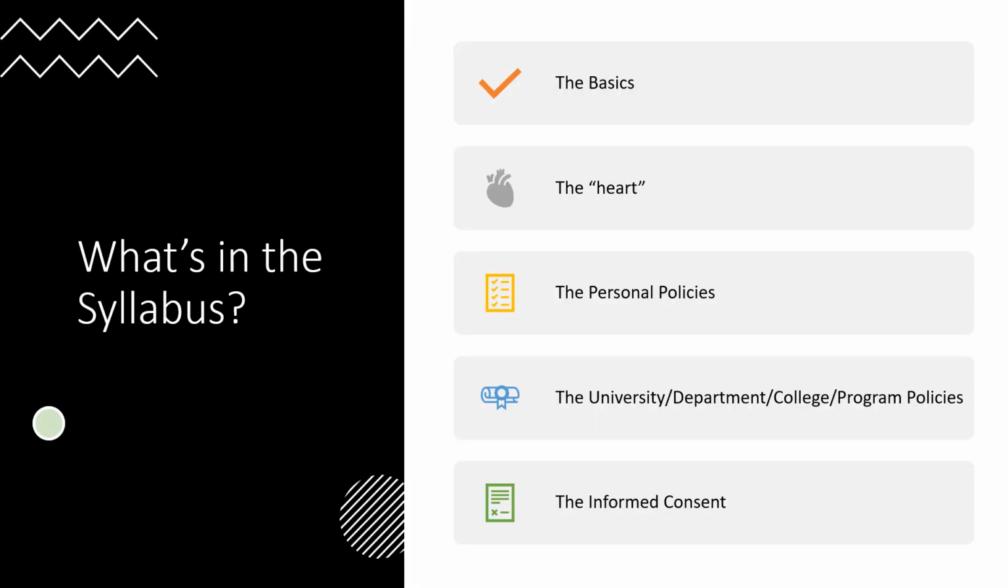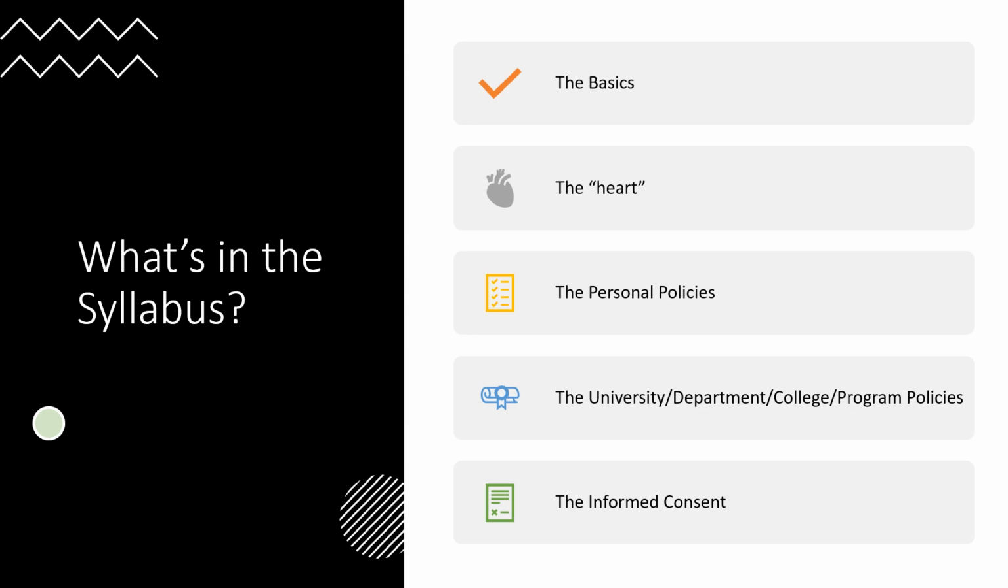When you look at your syllabus, there's really kind of 5 basic parts to it. What I consider the basics: information about me, information about office hours, all those things. There's the heart of the syllabus, what I consider to be the things that students are generally the most interested in. What are we going to have to do? What are we going to be doing? What's the content of the course? What will we cover, etc.? How will I be graded?